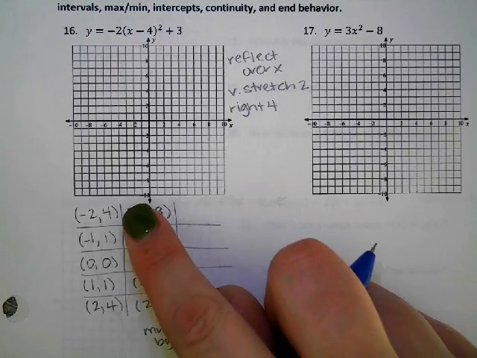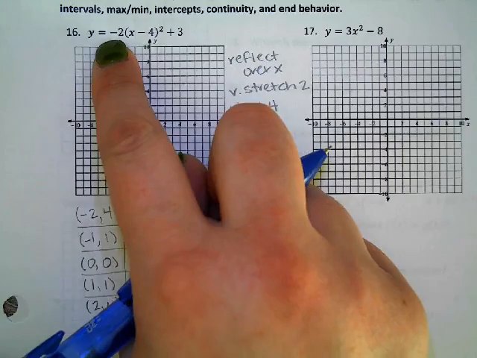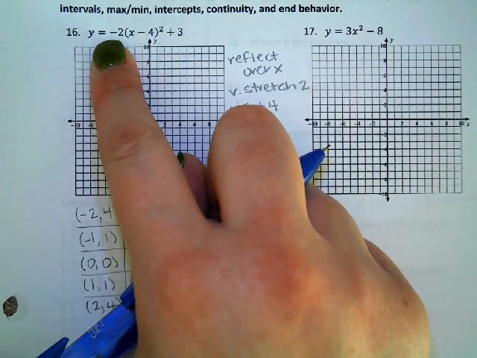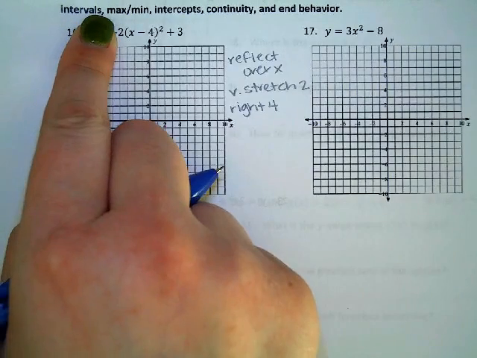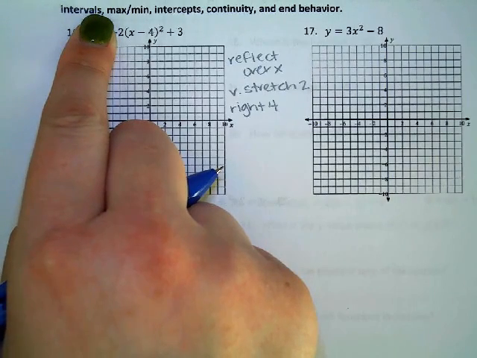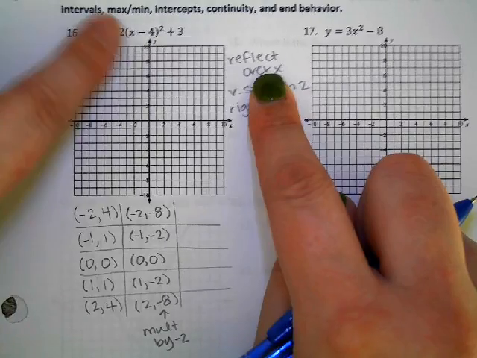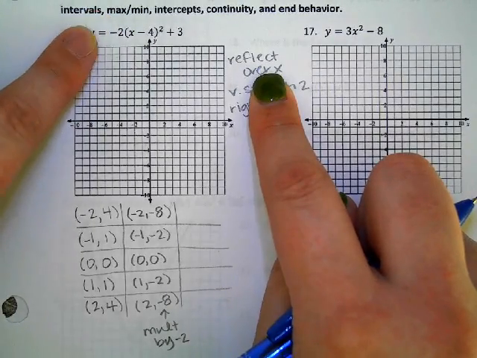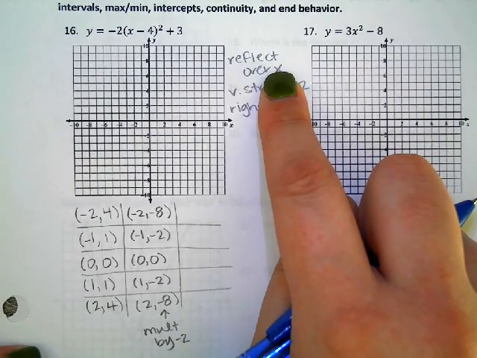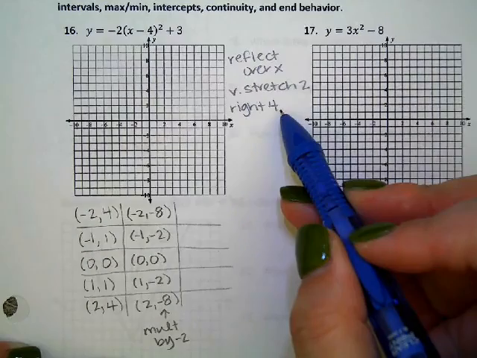So it is a stretch if it's larger than 1, and you don't worry about the sign. You don't worry about if it's positive or negative. You just worry about the size of the number. So 2 is larger than 1, and so that's what tells you it's a stretch. So the negative only tells you if it's a reflection. It does not tell you if it's a stretch or compression. So the fact that it has a 2 there tells you it's a stretch. The fact that it has a negative only tells you if it's a reflection. It doesn't tell you anything else. So we're going to shift it to the right 4.